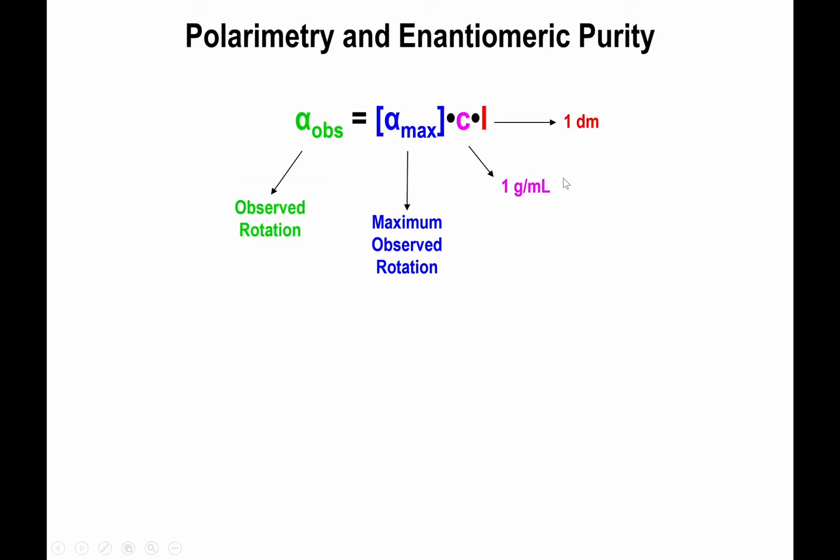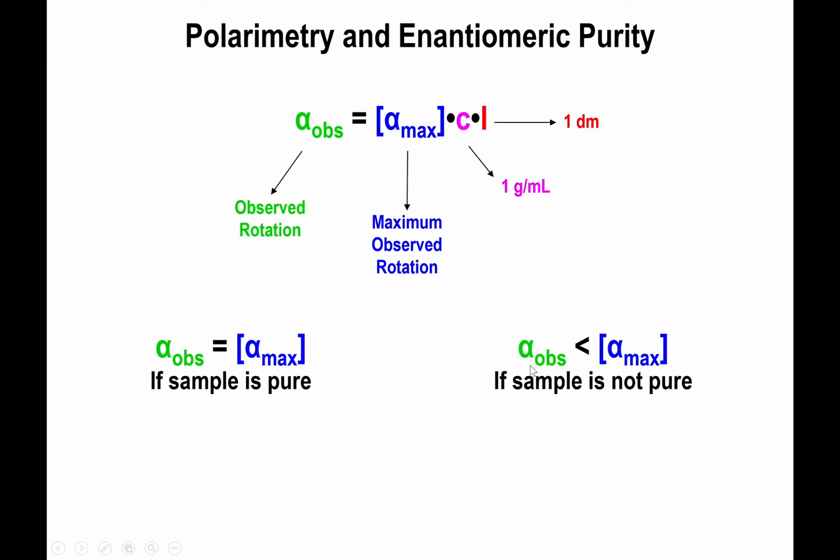And so plugging in those values, 1 gram per ml for the concentration and 1 decimeter for the path length, gives us the maximum rotation. The observed rotation is equal to the maximum rotation under these conditions. But this is only if the sample is pure. Because if the sample is not pure, the observed rotation is going to be less than the maximum rotation.